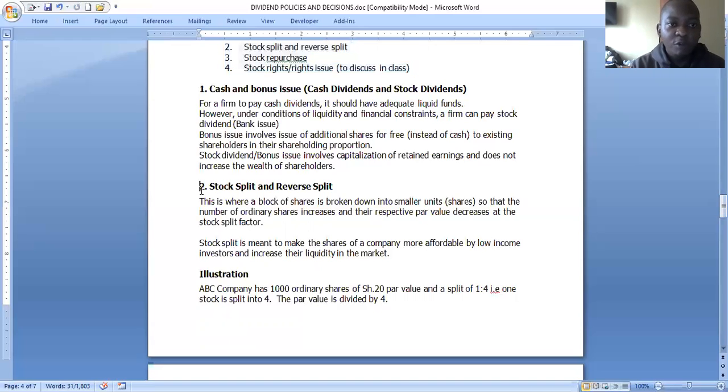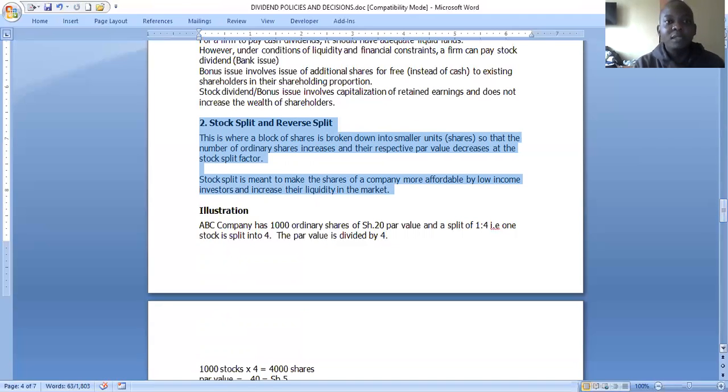And then the other forms of paying dividends are the stock split or the reverse split. So a stock split is when a share is divided. So you have a share of say 10 shillings, which is divided into two shares of 5 shillings. That is a stock split. And the other form is the reverse split. The reverse split is also known as stock consolidation or share consolidation. So you may be having two shares of 5 shillings each, and the two shares are combined into one share of 10 shillings. So that is stock consolidation.